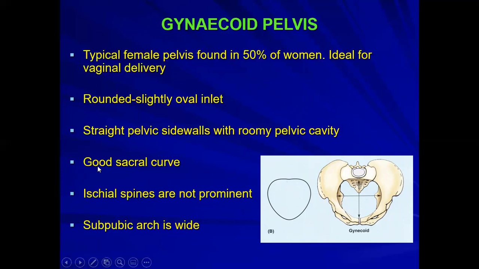It also has a good sacral curve. Its ischial spines are not prominent in the gynecoid pelvis, because we don't want the head of the baby to get stuck there. And the subpubic arch is very wide in the gynecoid pelvis.